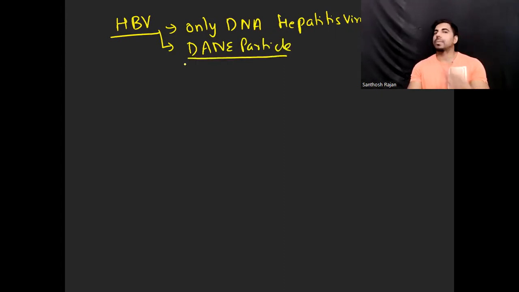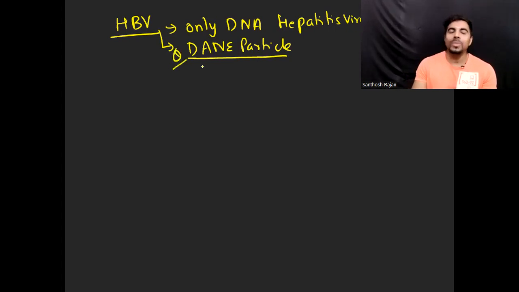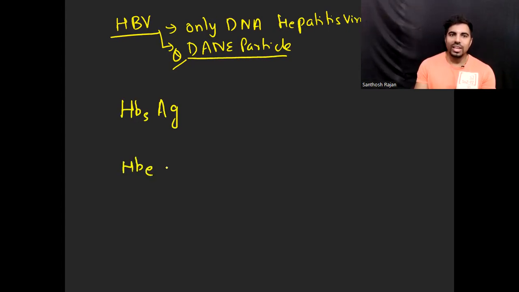Dane particle, so what is Dane? Hepatitis B. Don't forget, remember it like that also. Dane is hepatitis B. Now we are going to talk about which antigens and antibodies there are. So we have three important antigens. I'm going to write it here. HBsAg. And then we have HBe antigen. And then we have HBc antigen.